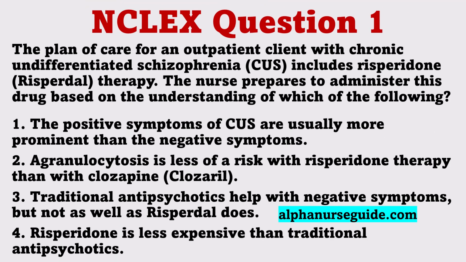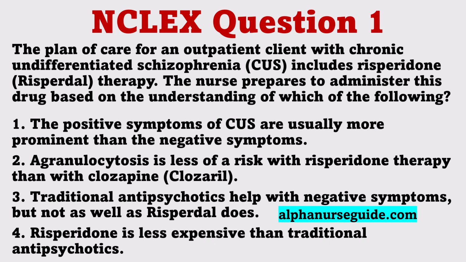The plan of care for an outpatient client with chronic undifferentiated schizophrenia includes risperidone therapy. The nurse prepares to administer this drug based on the understanding of which of the following? 1. The positive symptoms of CUS are usually more prominent than the negative symptoms. 2. Agranulocytosis is less of a risk with risperidone therapy than with clozapine. 3. Traditional antipsychotics help with negative symptoms, but not as well as Risperdal does. 4. Risperidone is less expensive than traditional antipsychotics.